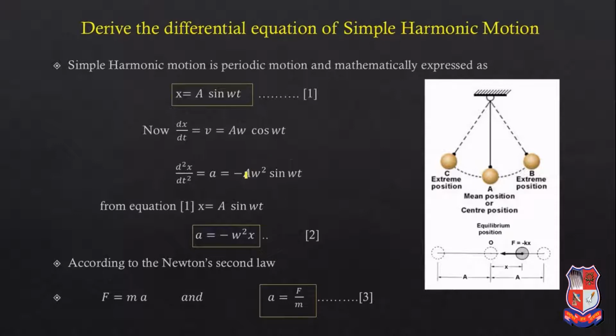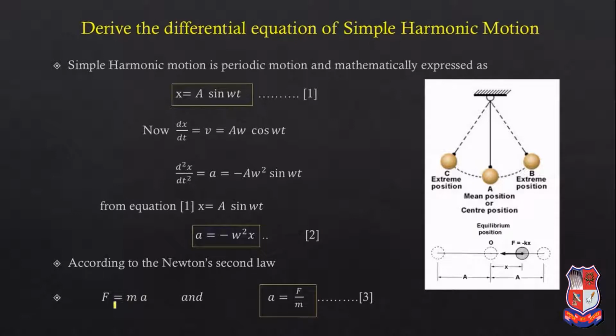Now in this equation, as we can see, a sine omega t is the value of x. So from equation number 1, x is equal to a sine omega t, we put this value of x into this equation. So the value of acceleration a is equal to minus omega square x. Give this equation number 2.